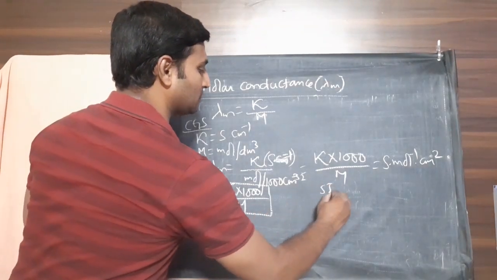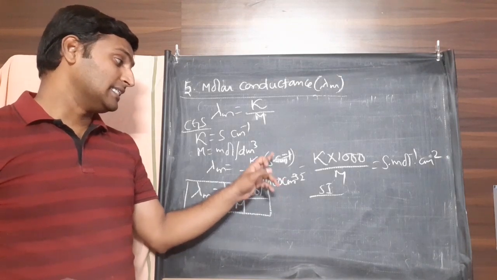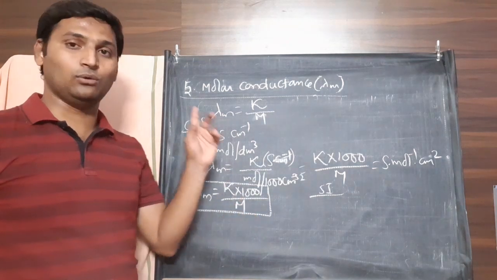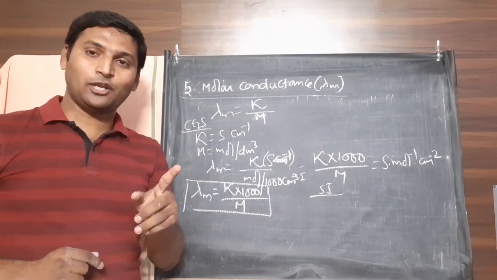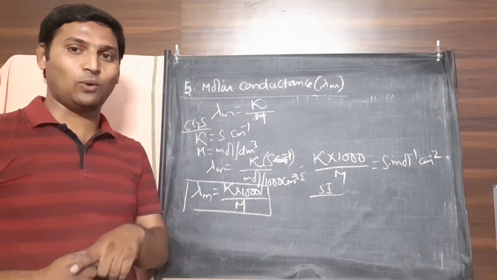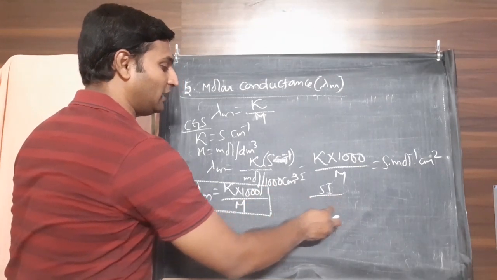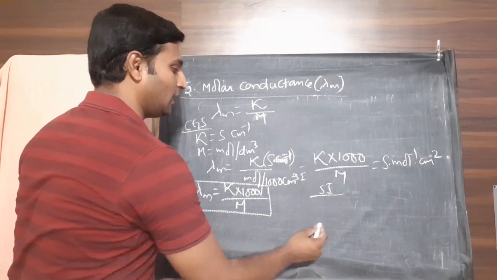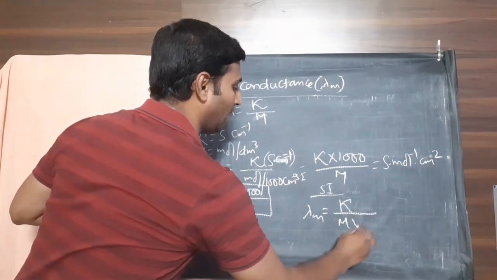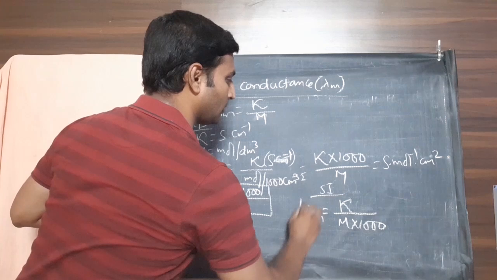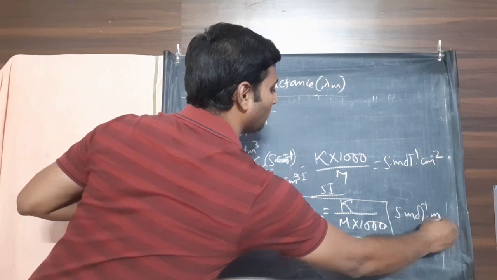What if it is expressed in SI units? If it is expressed in SI units, actually 1 meter cube is equal to 1000 decimeter cube. That means 1 decimeter cube is equal to 1 by 1000 meter cube. So what happens? Here you will have 1000 decimeter cube divided by 1000. So 1000 remains in the numerator. So in case of SI units, lambda m is equal to kappa divided by m into 1000. And units are going to be Siemens mole inverse meter square.